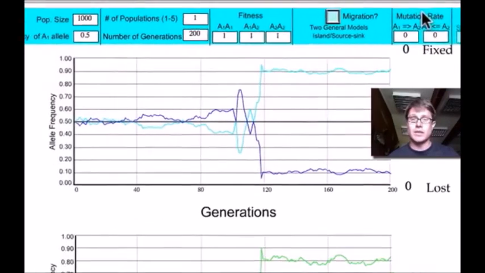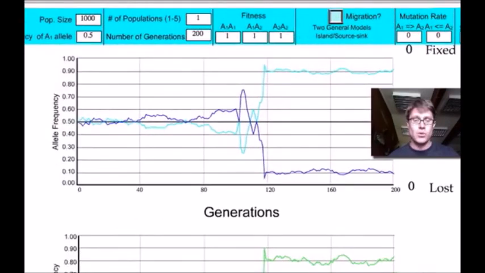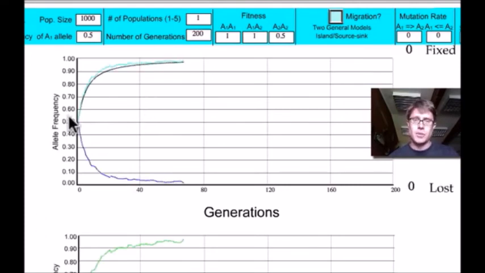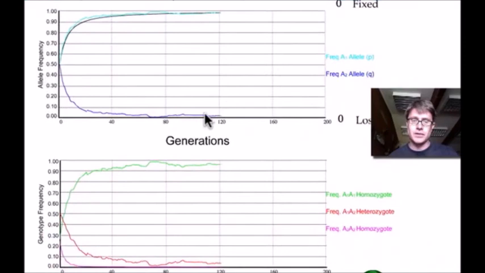Or we could look at mutation or migration, or let's try fitness. So let's say if you're homozygous recessive, you have a 50% chance of survival. So we could do a little bit of selection here, and we could run it again. Let's try that again. And now we have a p-value that's going way up, a q-value that's going down, and we have almost the elimination of that homozygous recessive down here.